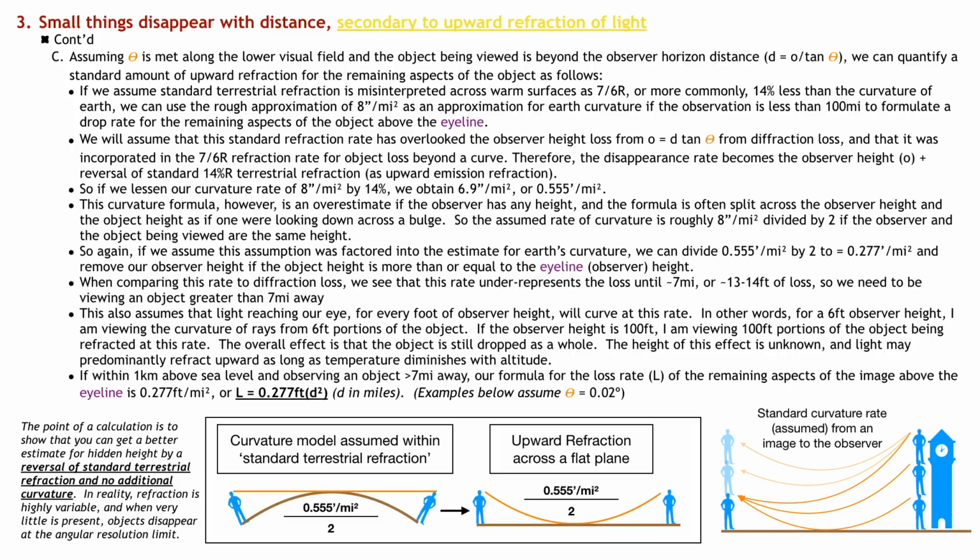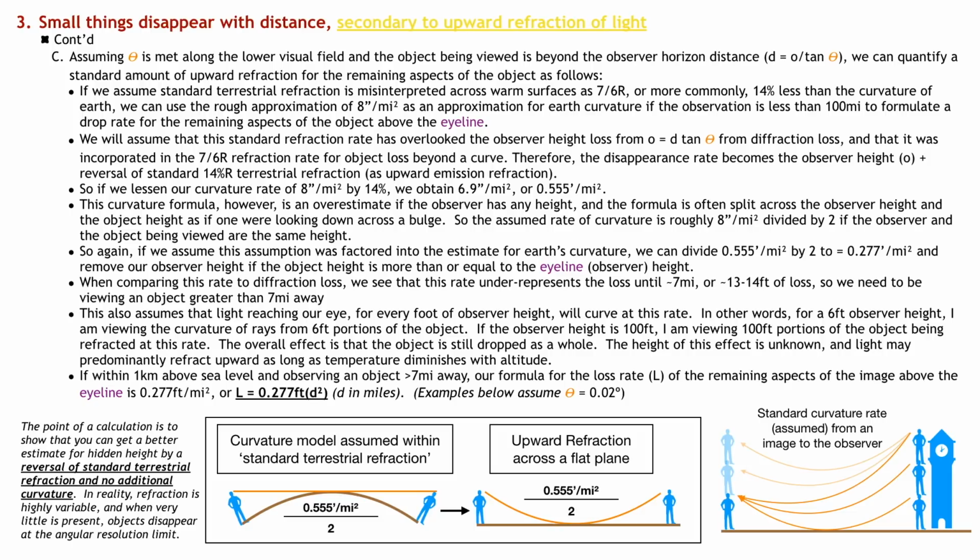This curvature formula, however, has an overestimate if the observer has any height, and the formula is often split across the observer height and the object height as if one were looking down across a bulge. This is how Earth curve calculators work. So I provided a crude estimate for how that works with the diagram down on the bottom. That's the curvature model assumed within standard terrestrial refraction: 0.55 feet per mile squared divided by 2 if the observer and the object are the same height. Again, you are looking down across a bulge. That is what an Earth curve calculator assumes.